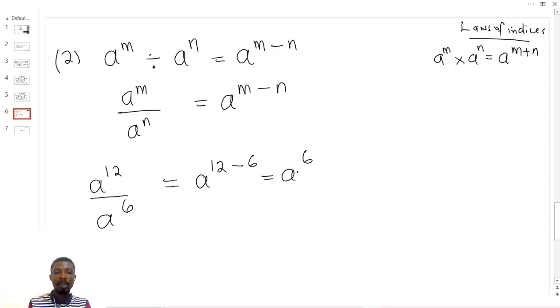Okay, it's just applying the rules which you have. So our second example: 10 to the power 3 divided by 10 to the power 1.